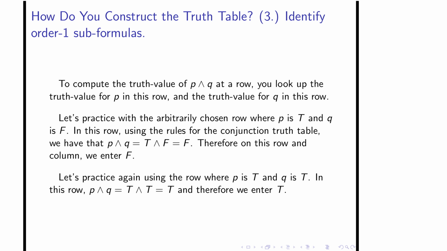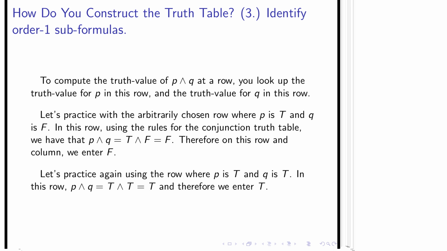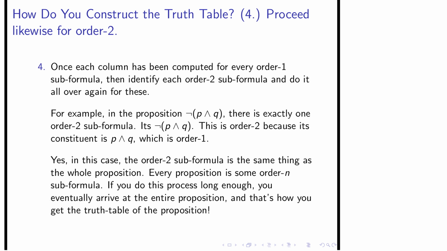Okay, now let's continue. Here I give a talk through how you compute the truth values for the order 1 subformula. Actually, we could just move on since I think I've already described this in the previous slide. But now we move on to the next order. We're going to find all order 2 subformulas. Notice that in this example with P, the negation outside of P conjunction Q, that was order 1, and the negation of that is order 2.